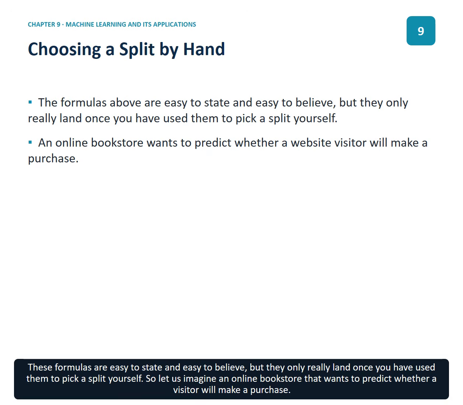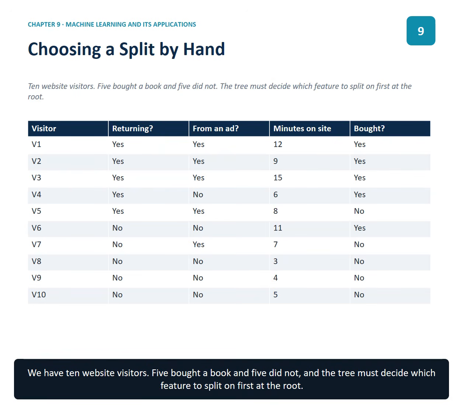These formulas are easy to state and easy to believe, but they only really land once you have used them to pick a split yourself. So let us imagine an online bookstore that wants to predict whether a visitor will make a purchase. We have 10 website visitors, 5 bought a book and 5 did not, and the tree must decide which feature to split on first at the root.